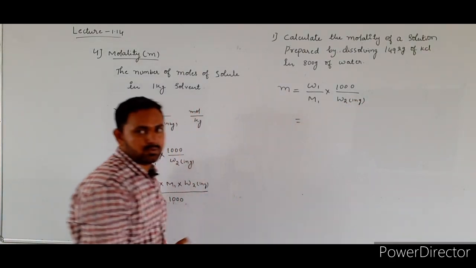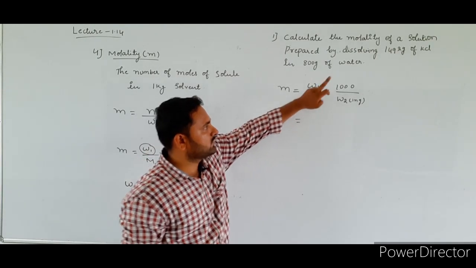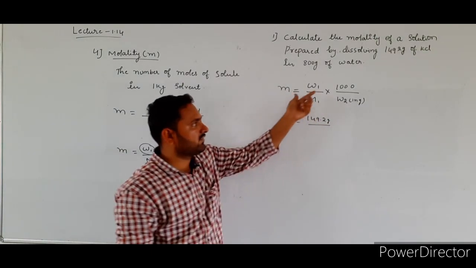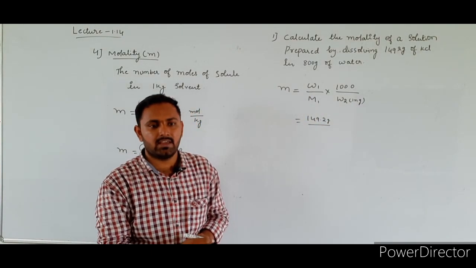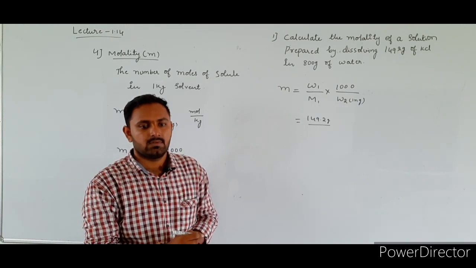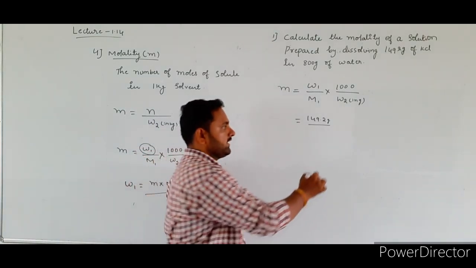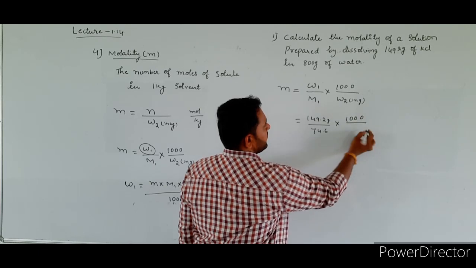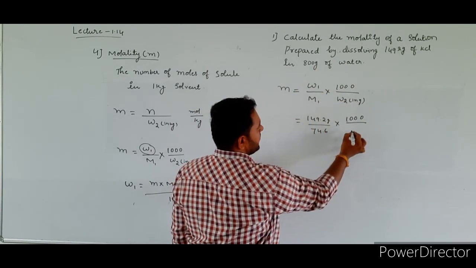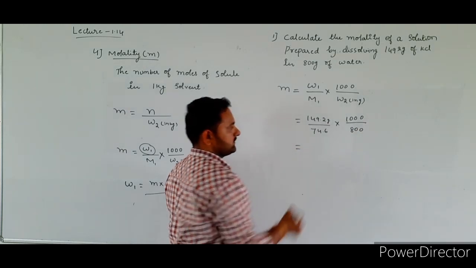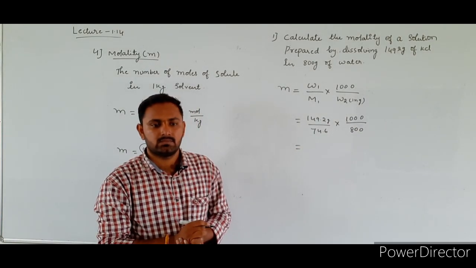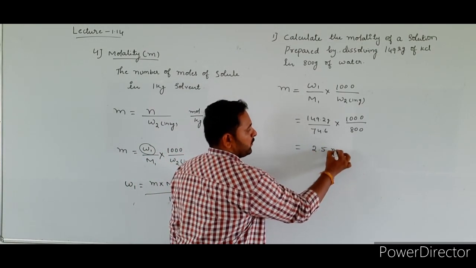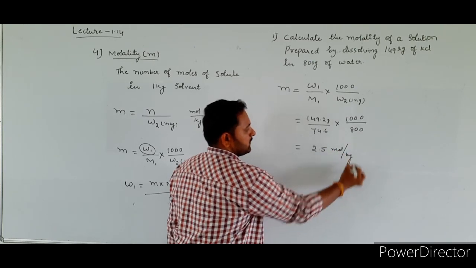Now you substitute the values. What is W1? What is the mass of solute? 149.2 grams. Then what is the molar mass of KCl? 74.6, into 1000 divided by the mass of water in grams, 800. Now you calculate. After calculation you will get 2.5 mole per kg.